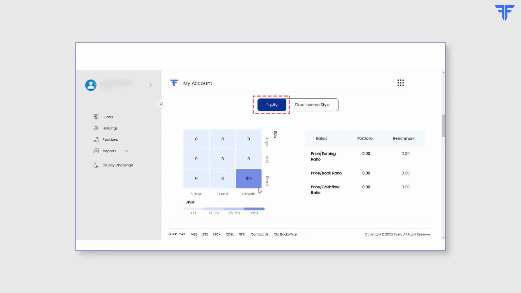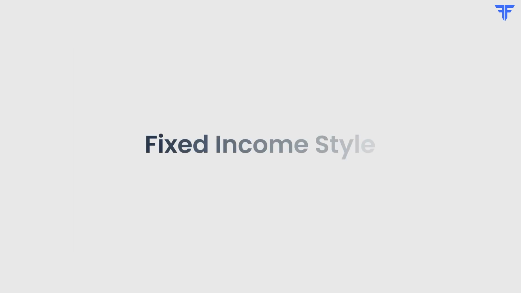Equity style. Equity style is a grid that provides a graphical representation of the investment style of stocks and portfolios. It classifies securities according to market capitalization and growth and value factors.